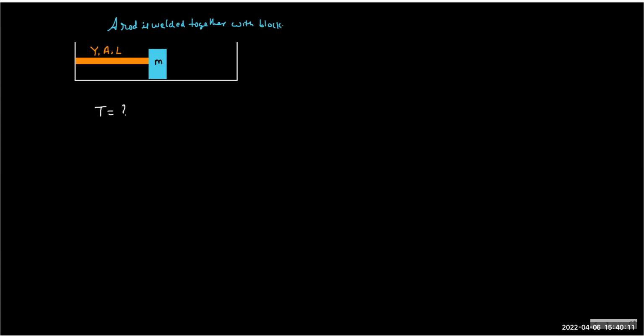So 2 pi root under m by Y. Pardon? 2 pi root under m by Y. 2 pi under root m by Y. Oh, God. Okay.